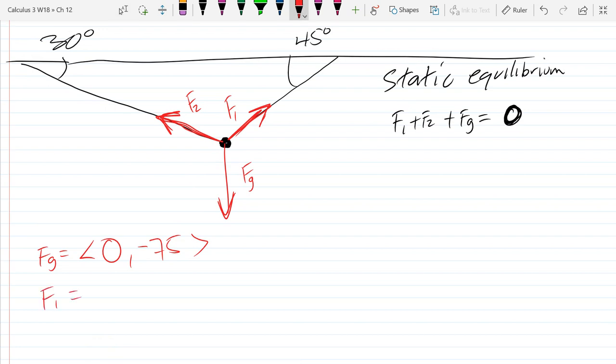How about F1? What do I know about F1? Do I know the actual tension or force in the wire? Just the angle. All I know is the angle. So I don't know the tension. Let's call it T1 for tension 1, times, what is the unit vector in that direction?